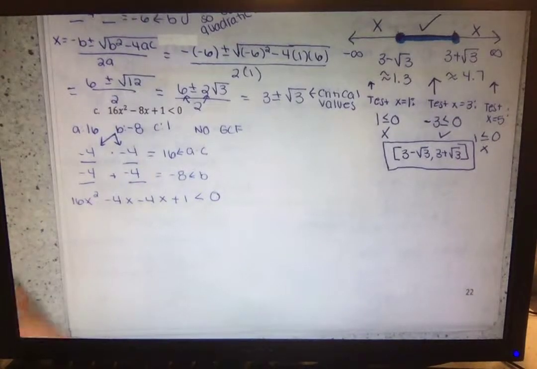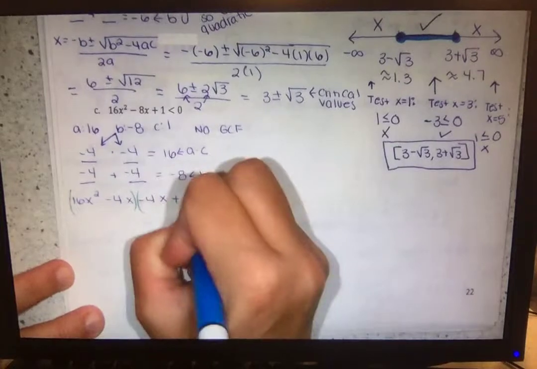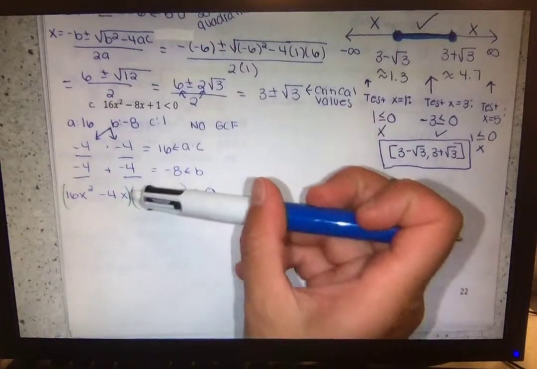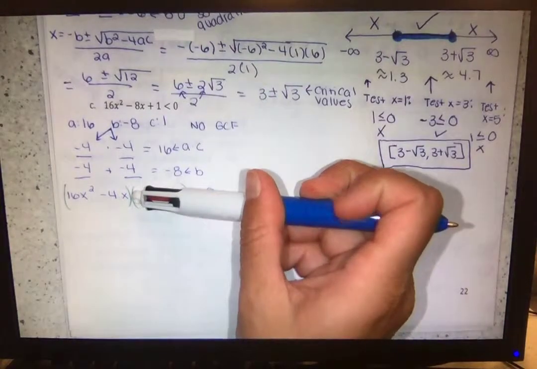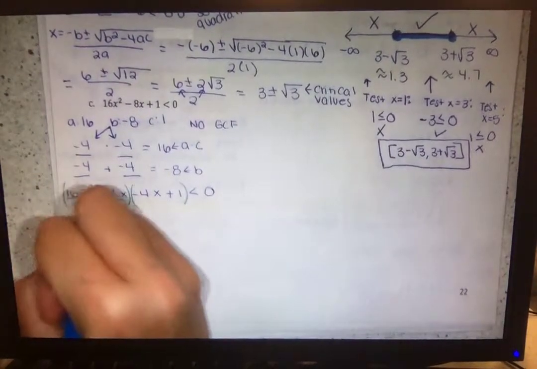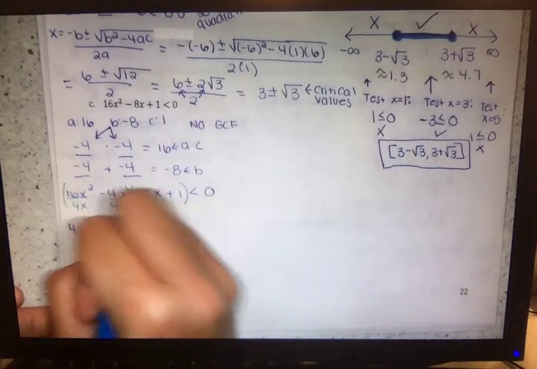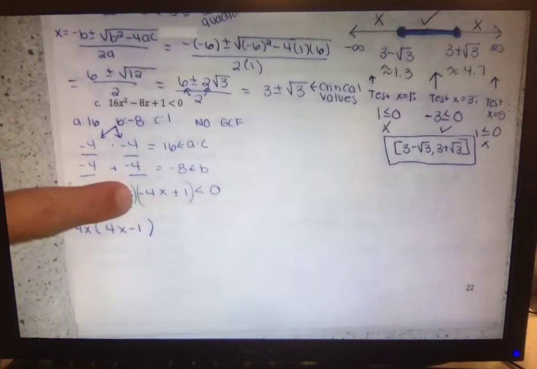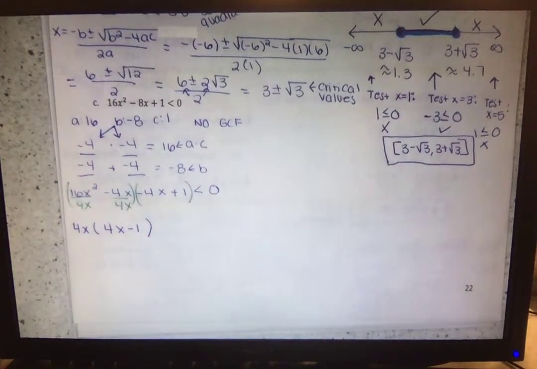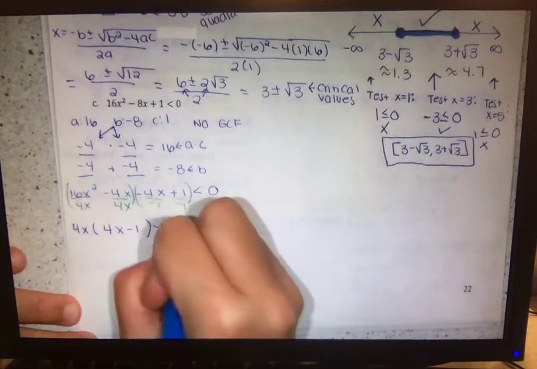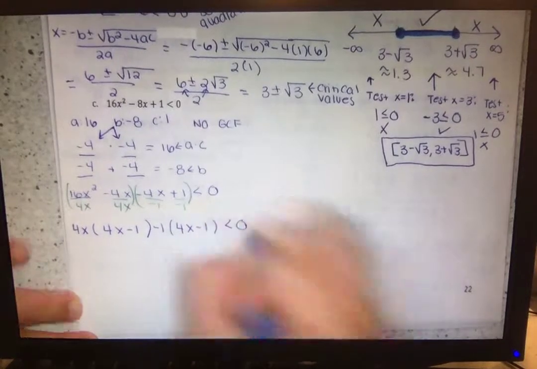There's now 4 terms, so I can group the first 2, group the last 2. Looking at our first 2 terms, 16x squared minus 4x, GCF. 4x, good. Factoring out that 4x, we're left over with 4x minus 1. Looking at our next 2 terms, we have -4x plus 1. I know I want positive 4x minus 1 to be left over. What should we factor out? -1, good. Factoring out that -1, we have positive 4x minus 1 left over.